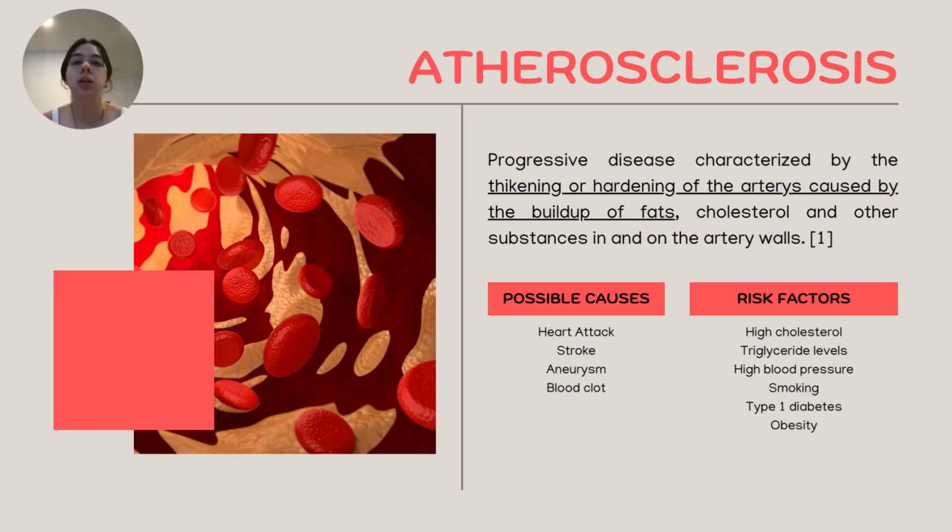First of all, atherosclerosis is a progressive disease characterized by the tightening or hardening of the arteries caused by the buildup of fats, cholesterol, and other substances in and on the artery walls. Some of the possible consequences of the disease are heart attack, stroke, aneurysm, and blood clot. And some of the risk factors are high cholesterol, high blood pressure, smoking, obesity, etc.